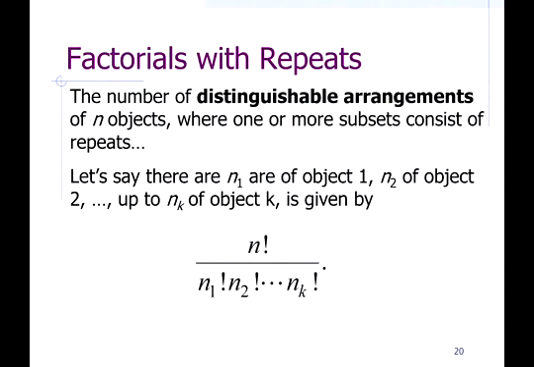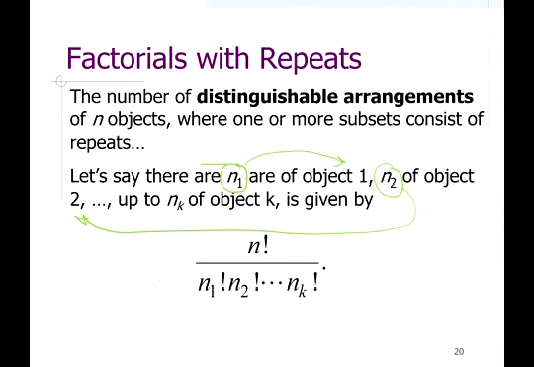if there are, let's say, N1, that's how many there are of the first object. And N2, that's how many there are of the second object. And N3 is how many there are of the third object, and so on.